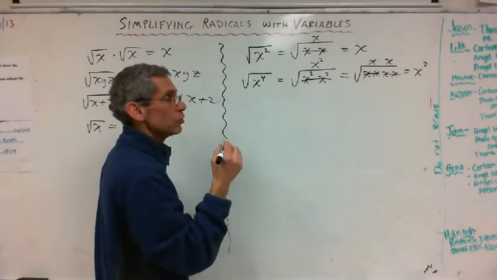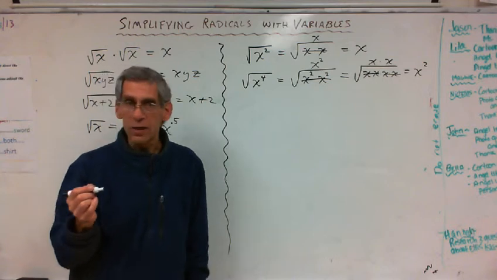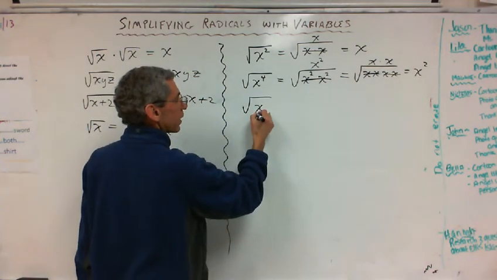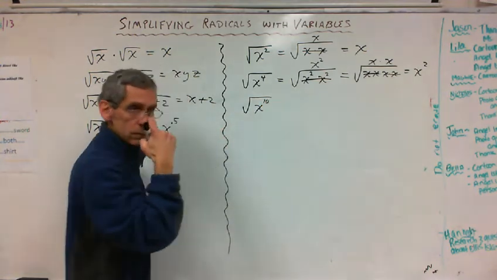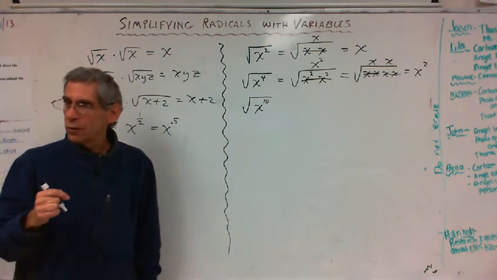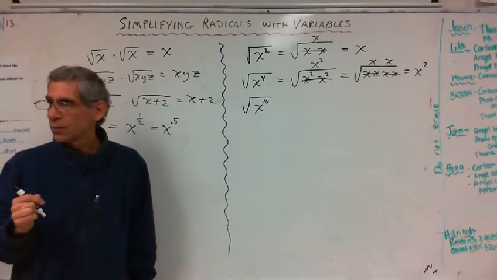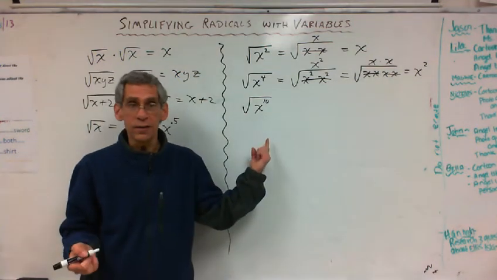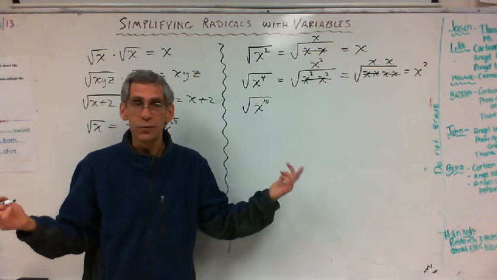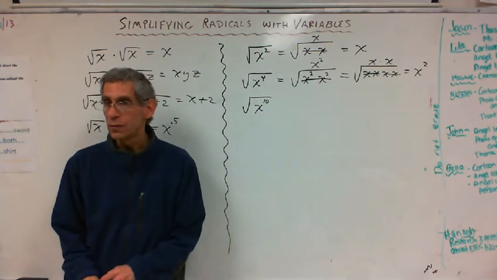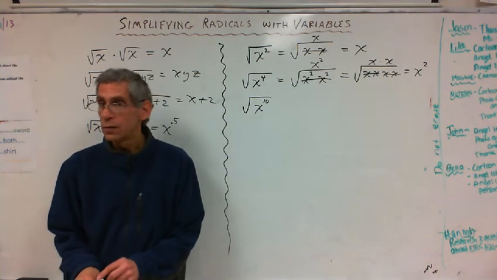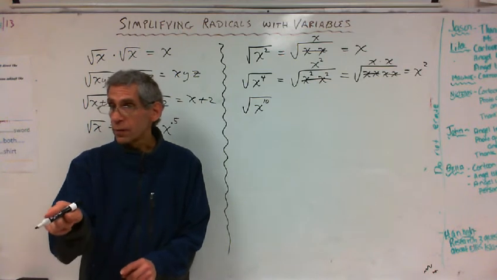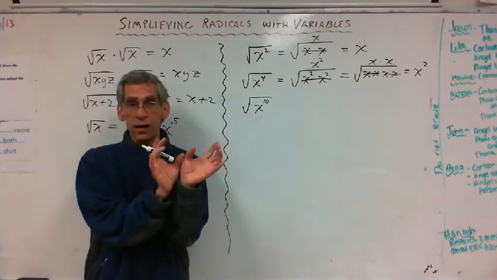All right, but now, do you notice a pattern? Let's say I did this one, x to the 10th. What times itself equals x to the 10th? You could do x times x times x times x times x times x times x times x times x. X to the 5th times x to the 5th, because that means x to the 5 plus 5, right?